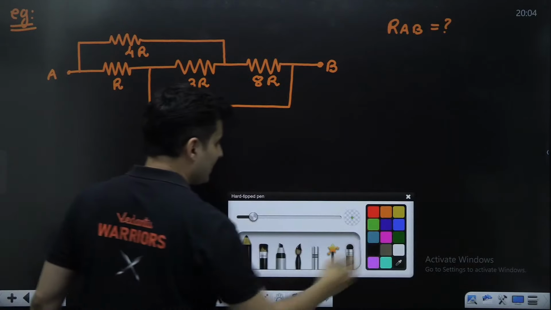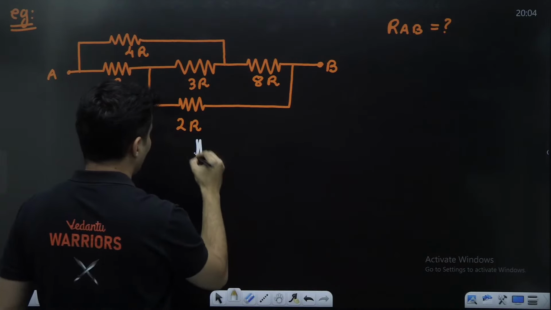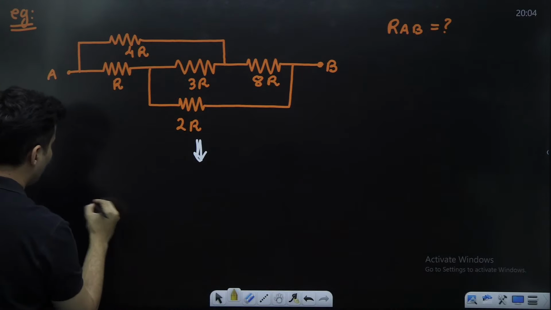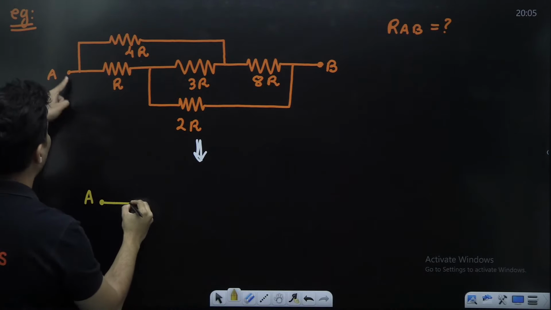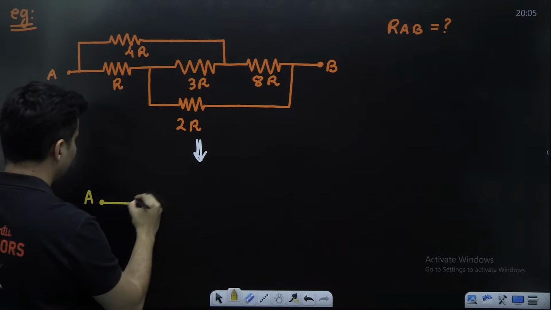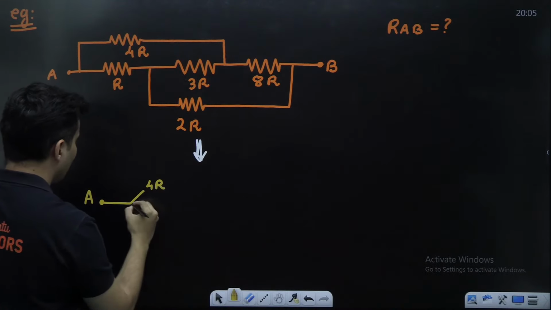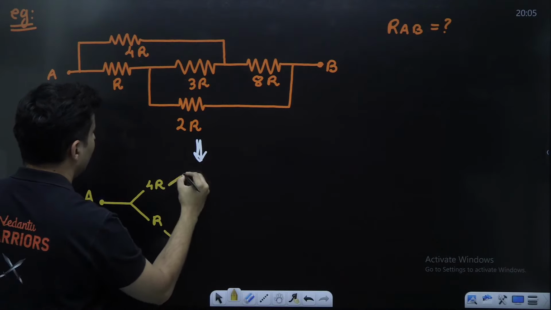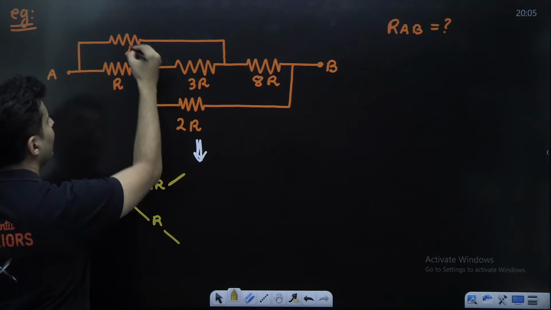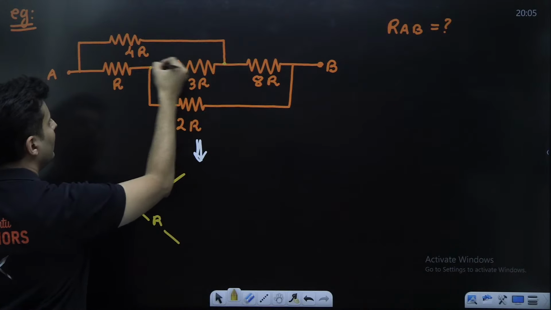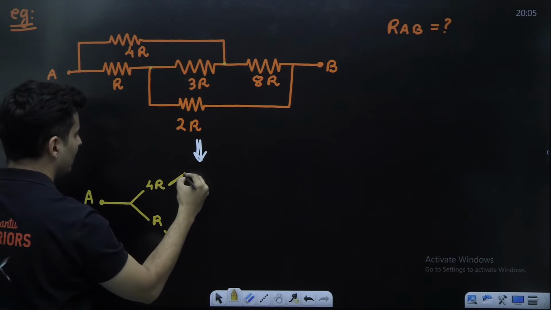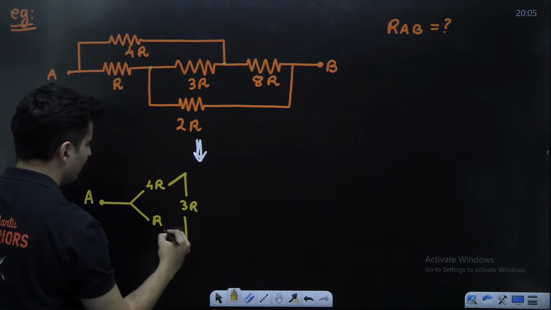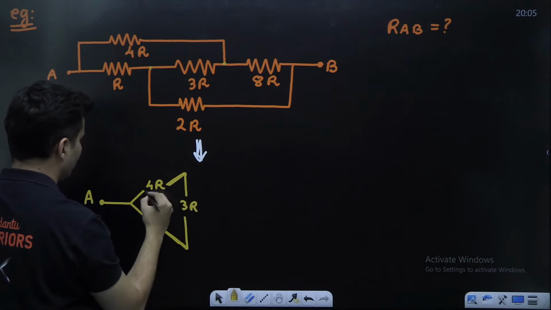Correct me if I'm wrong. See if you can visualize this. I'll just rewrite it like this. From point A, I am getting R and 4R. This R is connected here. This 4R is connected here. Between these 2 points, you have 3R. So you have basically 3R right over here. That is what I got till this point.